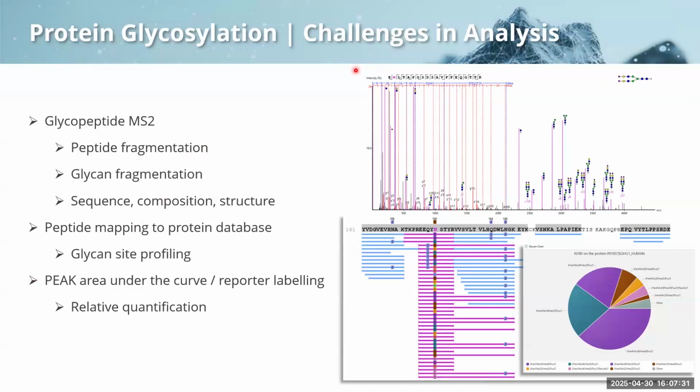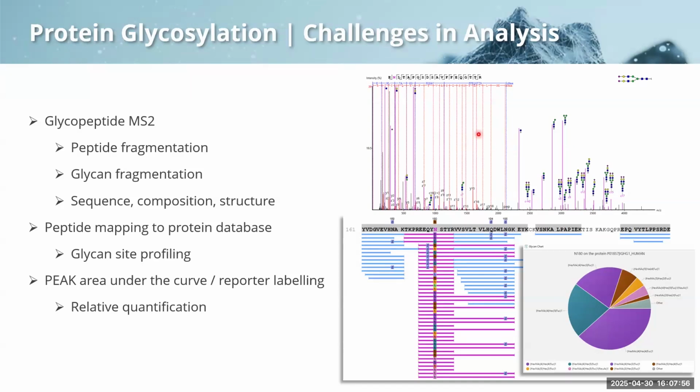I have here on the top a glycopeptide MS2. We see that when we do the fragmentation, we get both peptide backbone fragmentation and glycan fragmentation. We can use the peptide fragmentation to sequence the peptide, and then the glycan fragmentation can be used to determine the structure and composition of the glycan.